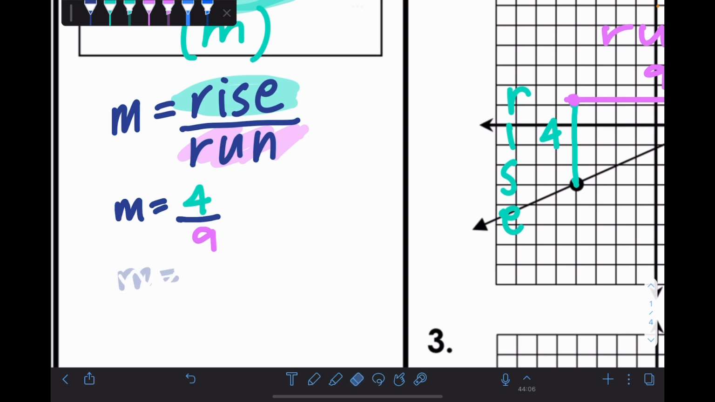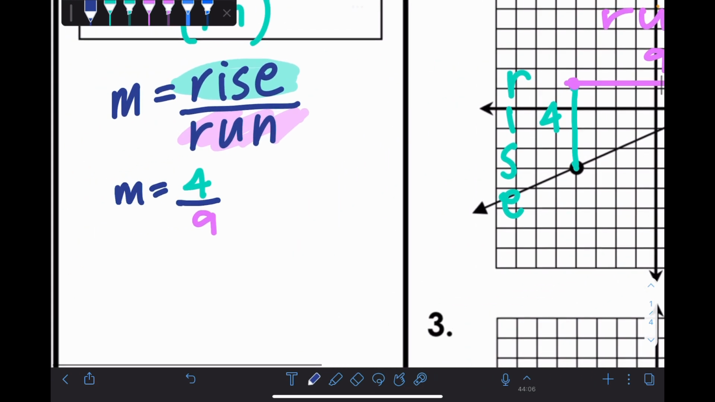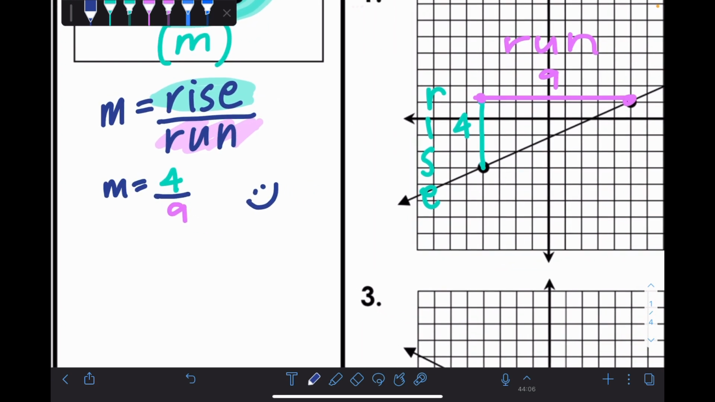You can put it into your calculator, get a decimal. I hate decimals. Please don't. Just leave it as it is. All right? You won't get extra marks if you go to decimals. You won't get marked down if you do leave it in a fraction. All right? So that's it. M is equal to 4 over 9. Ta-da! Finished. All right.